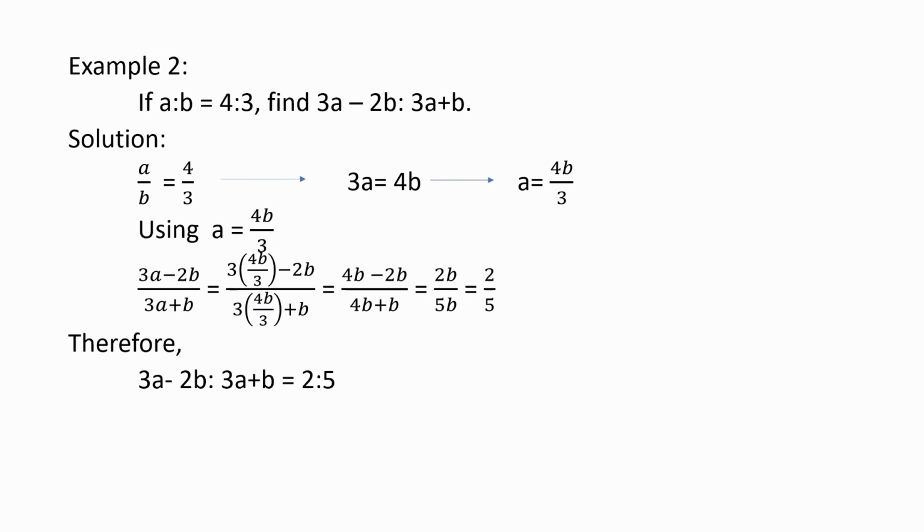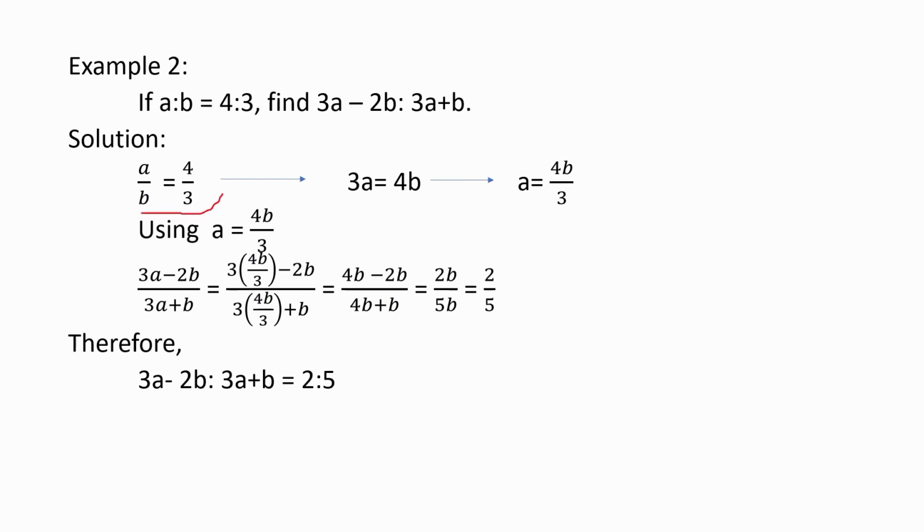Now let's have example number 2. If a is to b is equal to 4 is to 3, find 3a minus 2b is to 3a plus b. Before we can find the ratio of 3a minus 2b is to 3a plus b, what we're going to do is to find first the value of a. It could be a or it could be the value of b. Now, we have here the solution.